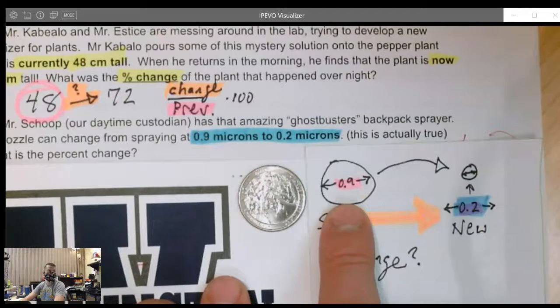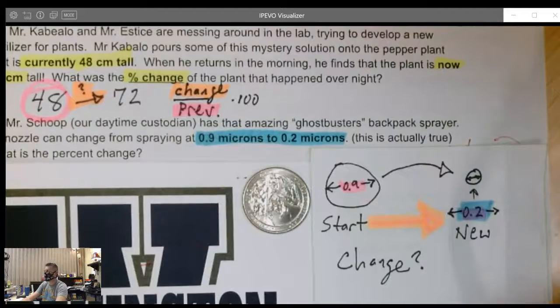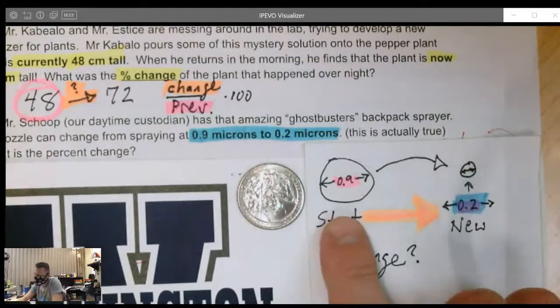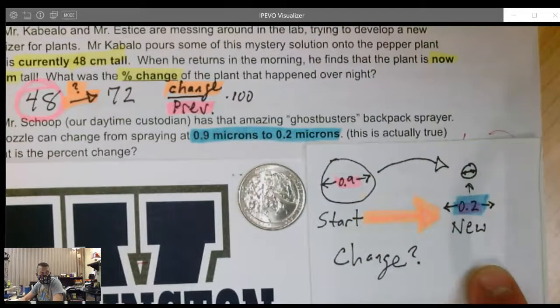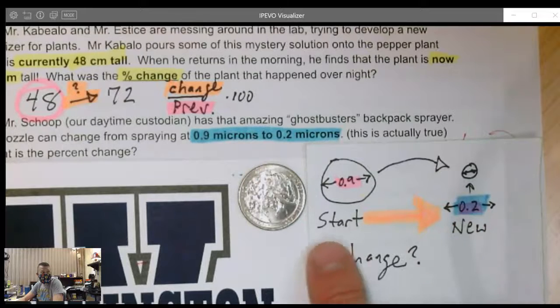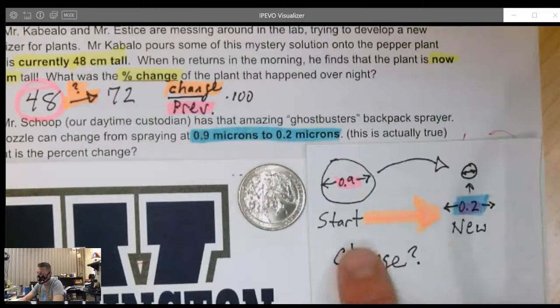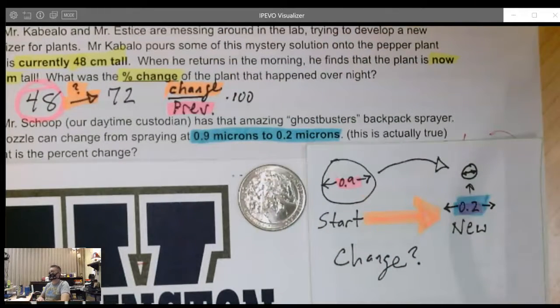The size of a molecule or particle is measured in microns or different units, depending on how big it is and what you measure it with, but the liquid that we're talking about is in microns, very, very small. So it starts at 0.9 and goes to 0.2. So our previous, our starting amount, is 0.9. We don't know what it changes by, but I think we can do some math to figure out what it changes by. And we, again, are going to divide change divided by previous and then multiply by 100 to get to proper percent form.